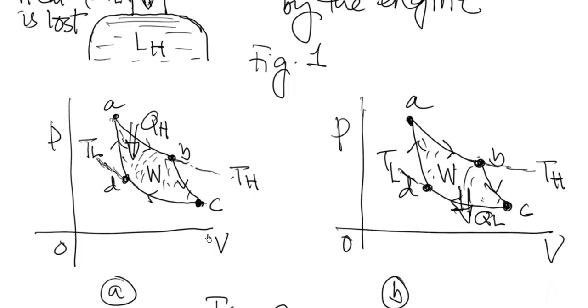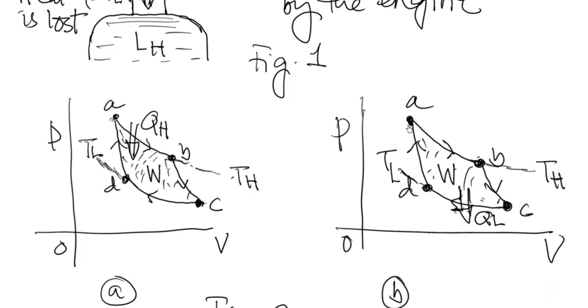During the processes CD and DA, the working substance is being compressed. You see the volume decreases. Which means that it is doing negative work on its environment, or equivalently that its environment is doing work on it as the loaded piston descends. This work is represented by the area under the curve CDA.